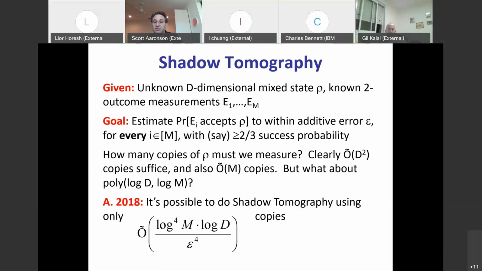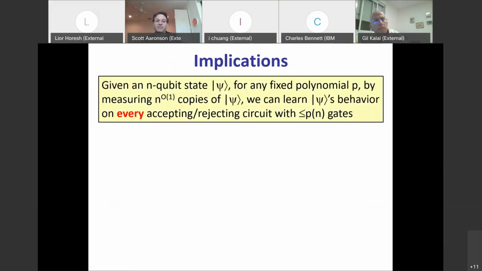To what extent this can be improved is a question that we'll come to later. For now, I want to say a little bit about how this protocol works. Oh, well, actually, even before that, I want to say a little bit about what its implications are.